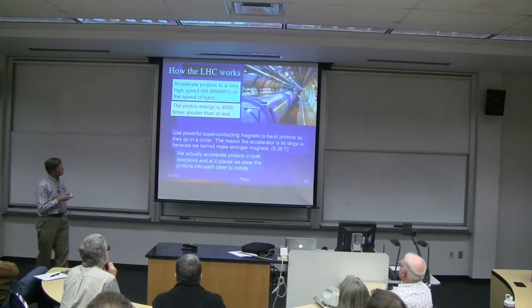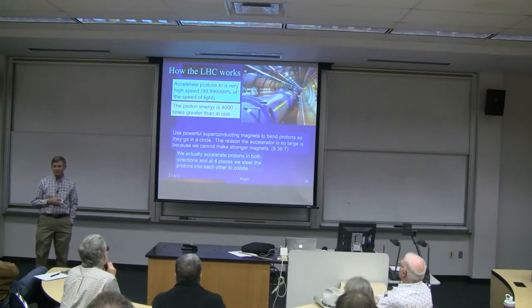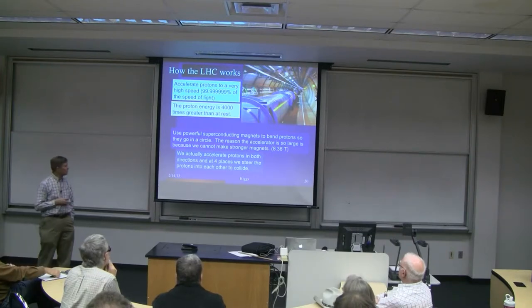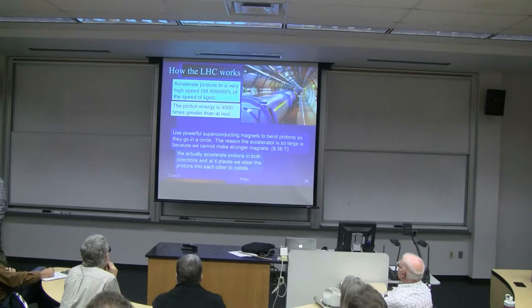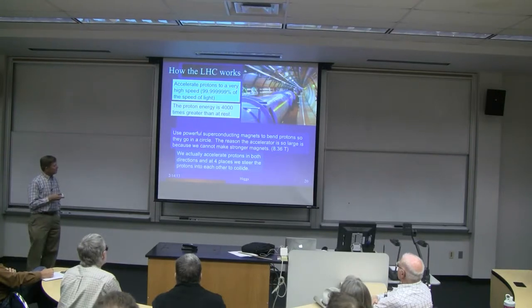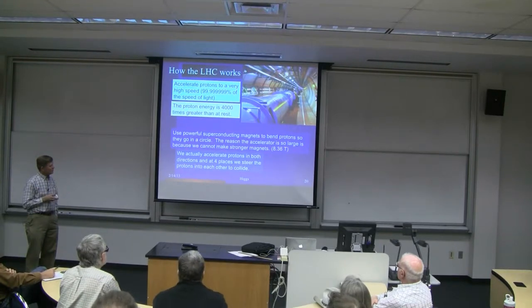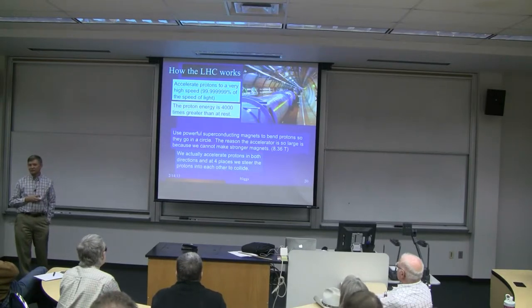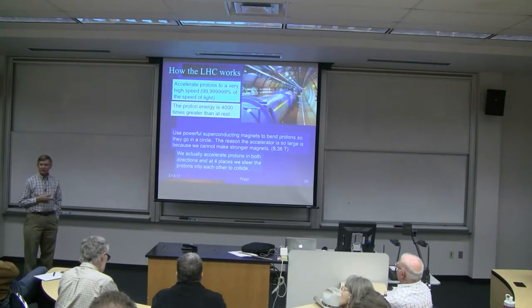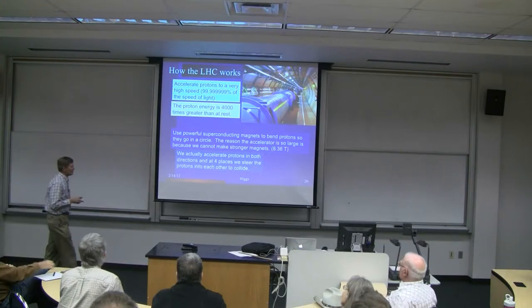So what happens is this is looking in the tunnel. The protons are accelerated almost up to the speed of light. Actually, their energy at 4 TeV is roughly 4,000 times more energy than they have at rest mass. And the magnets that have to bend the protons basically run at the state of technology. It's 8.36 Tesla. 5×10⁻⁴ Tesla is the Earth's magnetic field, so it's pretty wimpy.